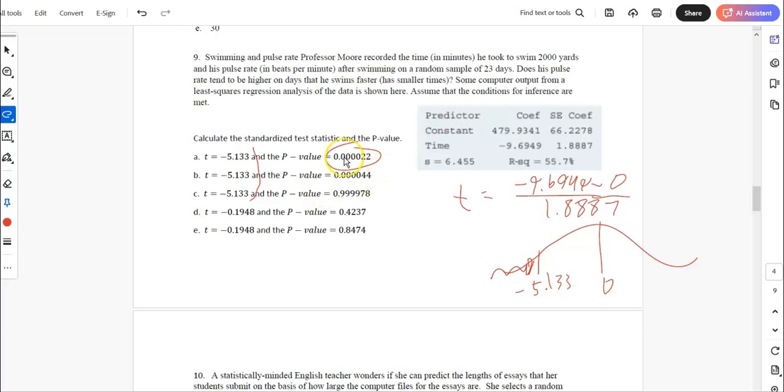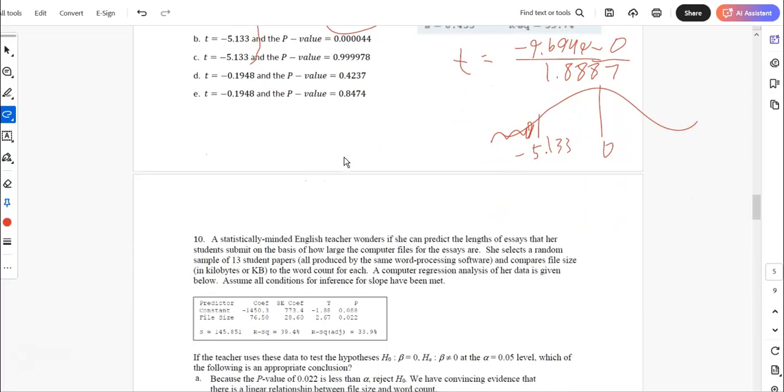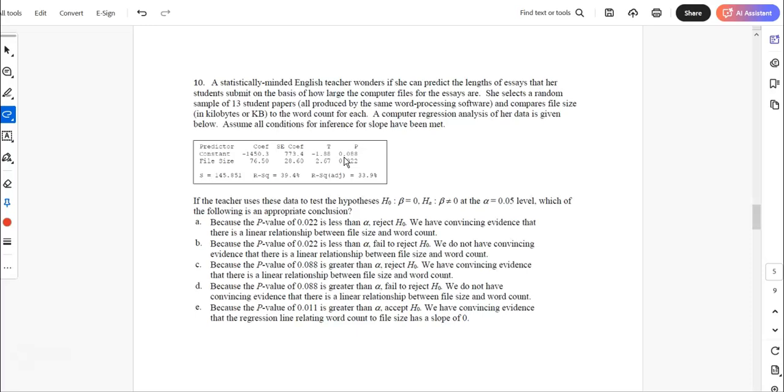Because I think this was a 1, let's just make sure. Make sure it's in one direction. He took a swim 2,000 yards. Does his pulse rate tend to be higher on days he swims faster? So higher pulse rate, smaller times, faster. So that's a negative slope. So that should be right. It's one direction, it's not two.